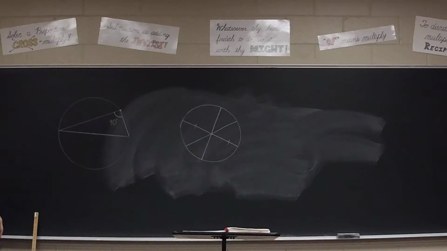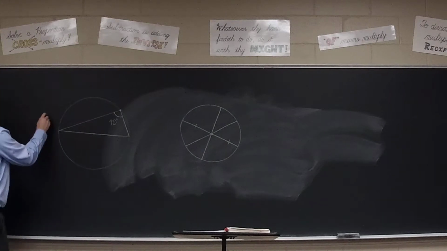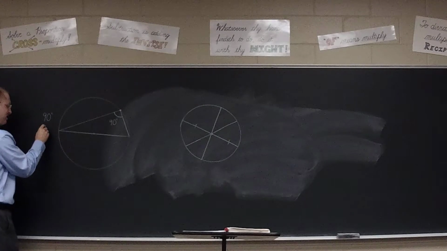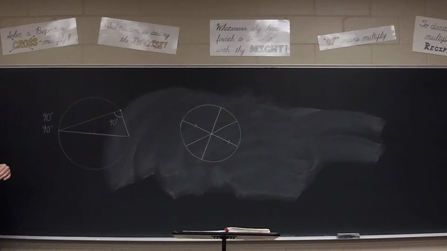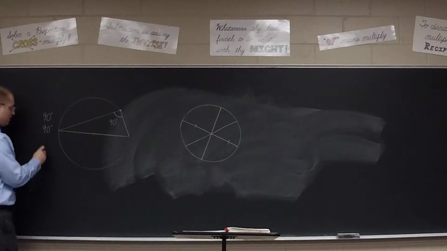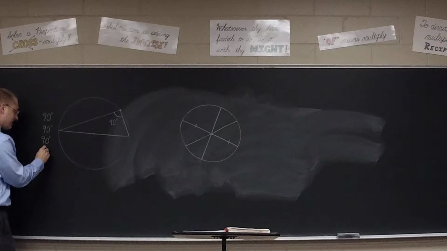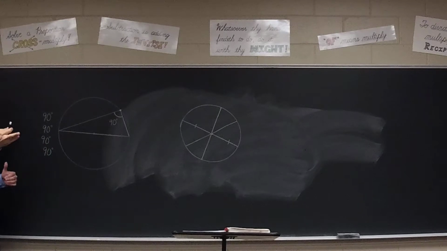I got 90 degrees for mine. Audrey, what did you get? 90. You got 90 also, okay. Kendall? 90. Chris? No, I got 90. You got 90, okay. Ethan? You got 90, okay. This seems to be a pattern here.